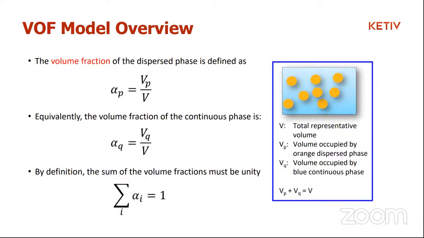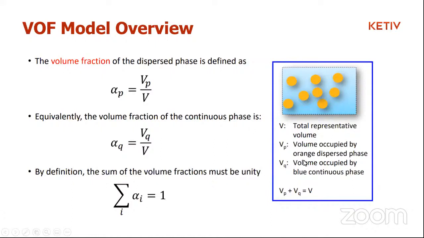The idea is that you have a volume, which is your total volume, and that is being divided by the different phases that exist in your domain. So for example, right now we have two different phases, phase P and phase Q, and there's a certain volume that is being occupied by the dispersed phase P, and there's a certain volume that is being occupied by the continuous phase Q, right? So if V is the total volume, then VP plus VQ constitutes the entire domain, right? Which is what we see in the box over here.